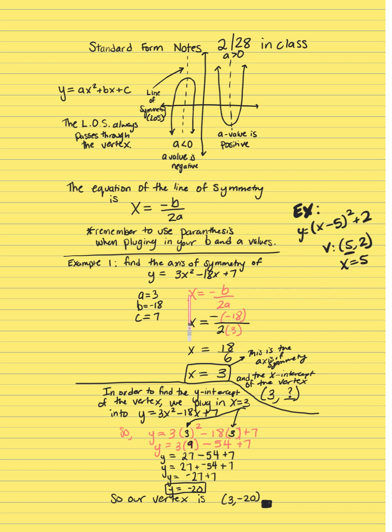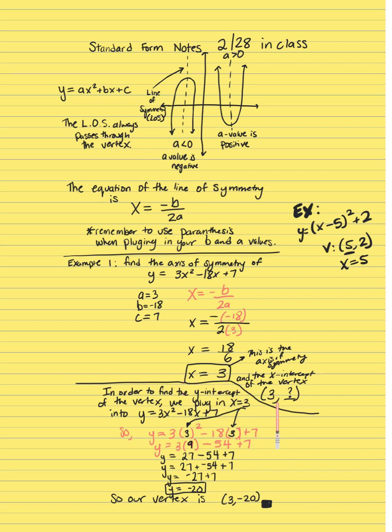So for the axis of symmetry, this is the formula: negative b over 2a. Remember when you plug in your numbers to put parentheses. So I'm going to plug in my negative 18, negative times negative 18 is positive 18, and then I'm going to plug in my 3 for my a value, and I have 2 times 3. So I have 18 over 6, which is 3. If you can read here, it says this is the axis of symmetry, but it's also the x-coordinate of the vertex, right? So even though I just found one thing, I actually found 2 things.